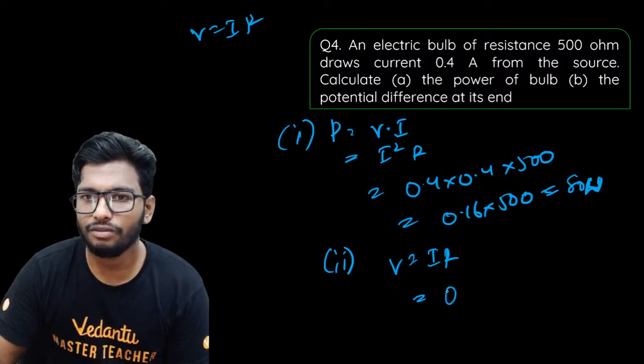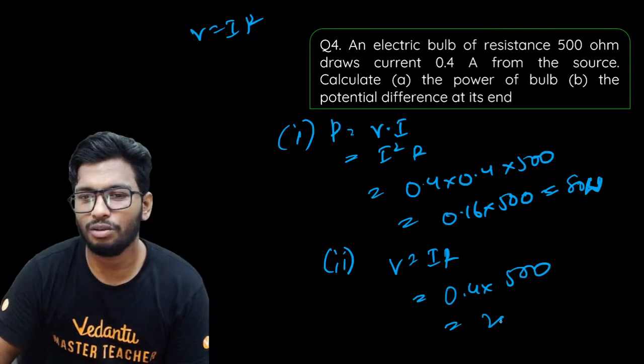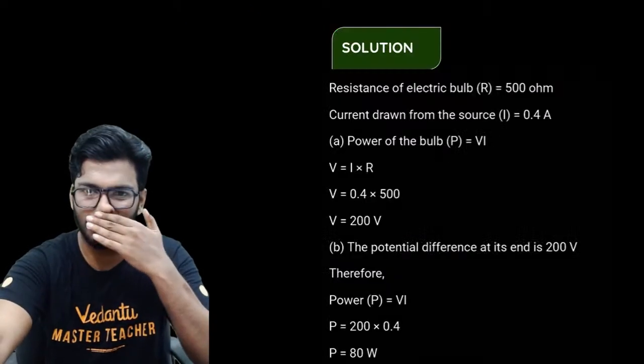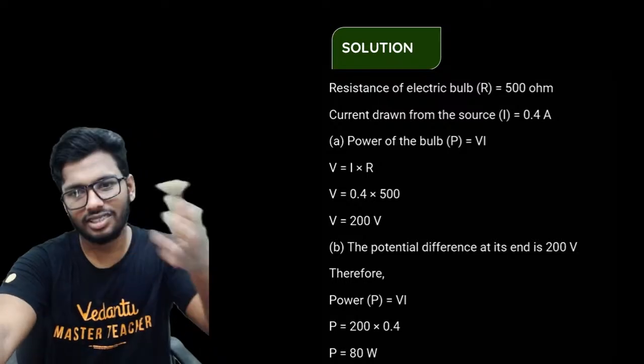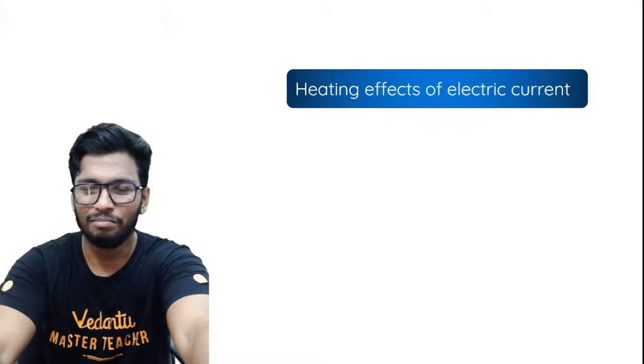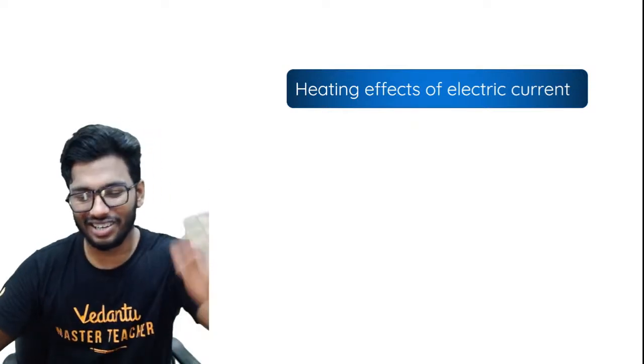I is what? I is 0.4 into 500. 200 volts. That's all. 200, I think you'll get it as 200 itself, no? 200, right? 200 volts and 80 watts. That's all. Simple questions and all. Basic level questions, everything, and you guys are going wrong in that.